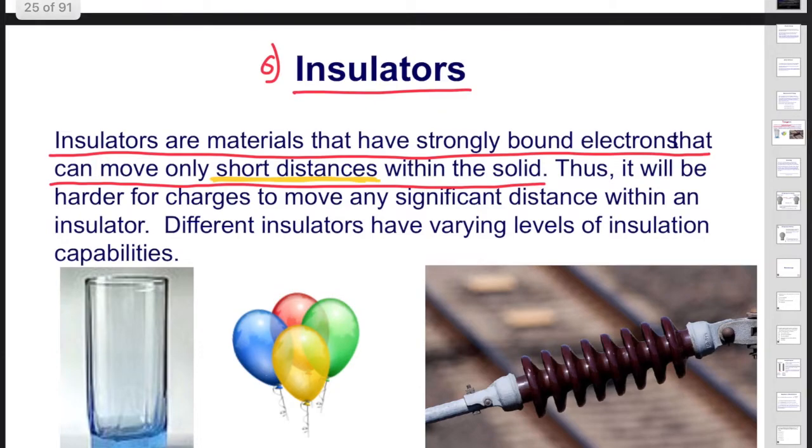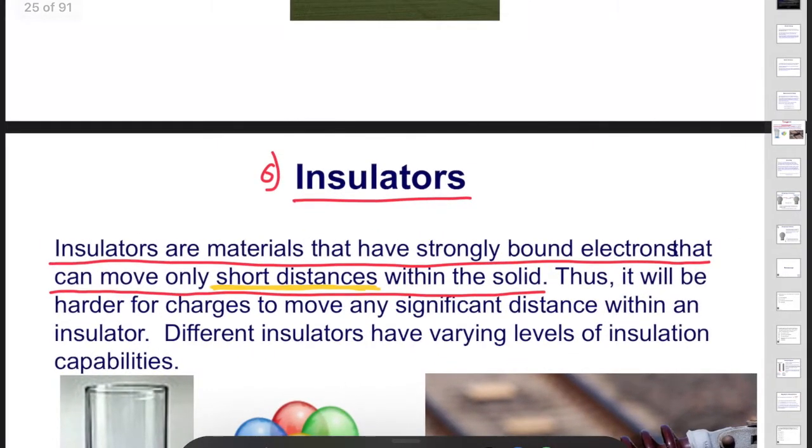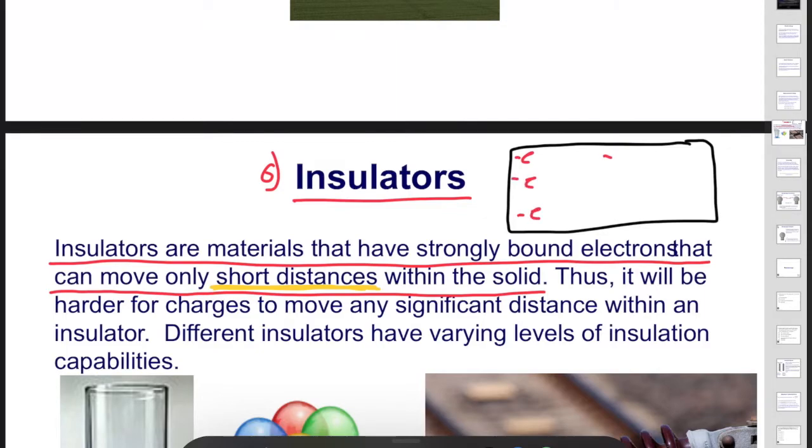Insulators. Insulators are materials that have strongly bound electrons that can move only short distance in the solid. Let's go right here to the sample. We have right here the object. We have right here the electrons. Let's go again to read the first sentence. Insulators are materials that have a strong, keyword, bond to the electron, and they can only move short distance.